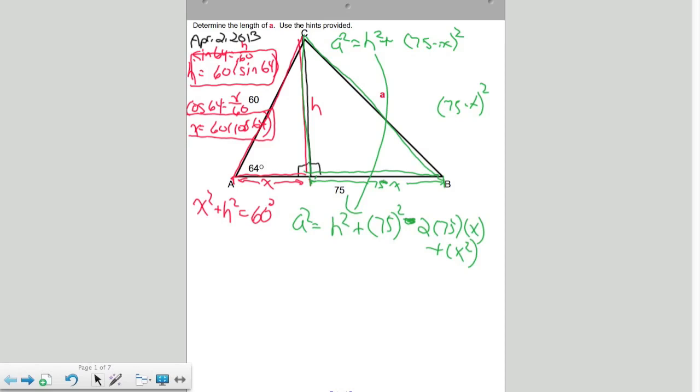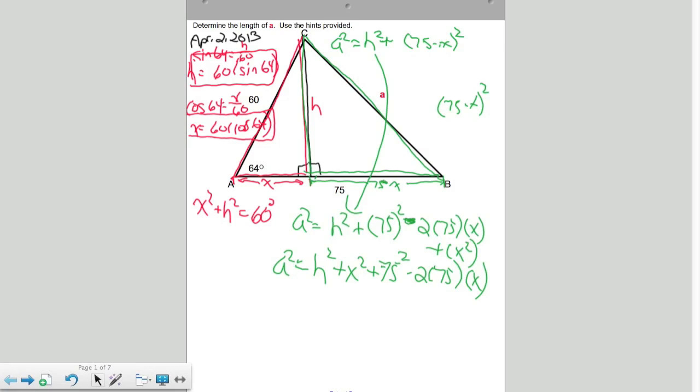Now I'm going to just rearrange the terms a little bit, so I can get a squared is equal to h squared. I'm just going to move the x squared over so it's beside the h squared. So now I'm left with plus 75 squared minus 2 times 75 times x. I just shifted the plus x squared over to beside the h. Why would I want to do that? So that you can visually see this part.